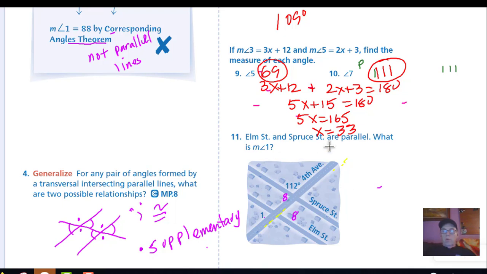In here, they're telling us Elm and Spruce are parallel to each other. If this is 112, this is 112. Angle 1 is going to be supplementary. 180 minus 112 makes 68. So that's going to be 68 degrees.